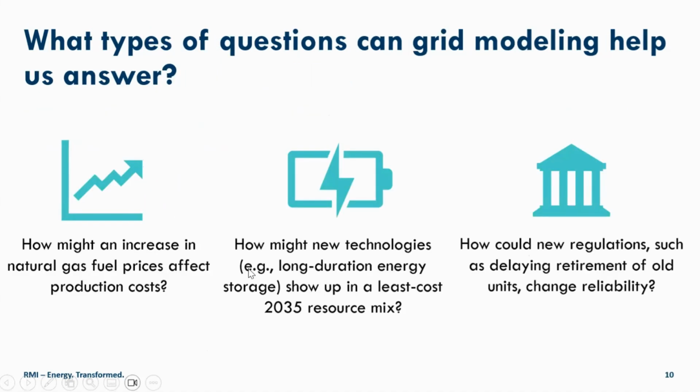So what questions can we ask of our grid models? We can ask how an increase in fuel price would affect production costs. We can think about how different technologies that are just starting to come online might show up in a least cost resource mix, and how would it compare to a portfolio where those resources aren't available? How could new regulations, such as delaying coal retirements, change grid reliability? Of course, this is just a small set of questions that we might ask.